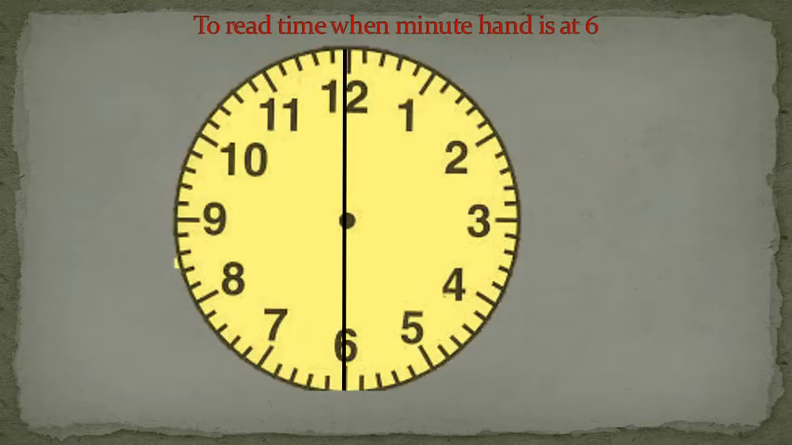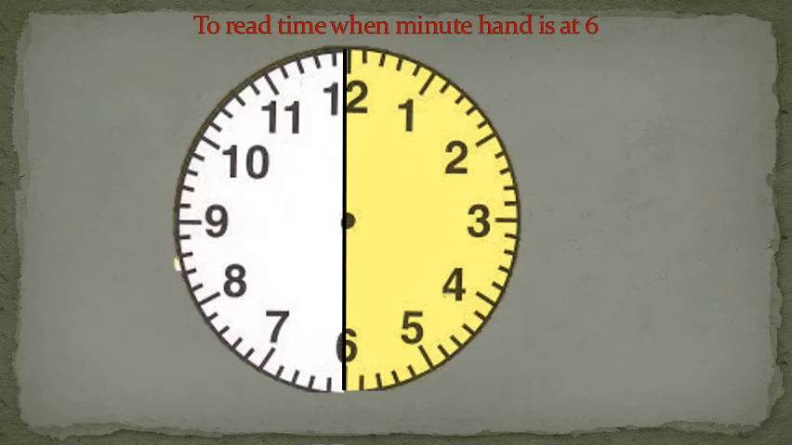Now let's learn how to read time when the minute hand is at 6. We know that the minute hand takes 1 hour to go around the clock's face. In half an hour, the minute hand moves around only half of the clock's face. When we divide 1 hour into two parts, each part is called half an hour. We know that 1 hour is equal to 60 minutes. Half an hour is obtained by dividing 60 into two equal parts. 60 divided by 2 is equal to 30 minutes.